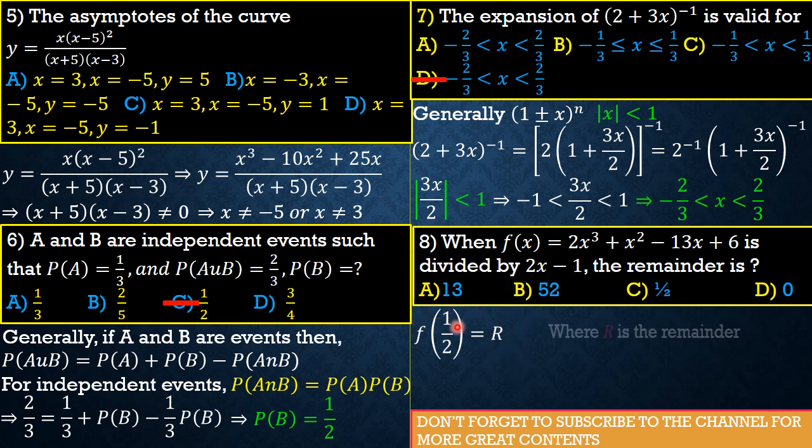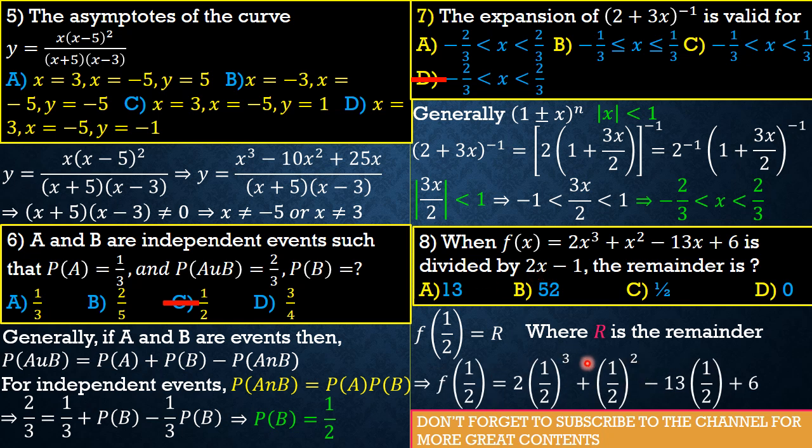R. Where is our R, guys? It is the remainder. Great. So guys, it therefore means that our f(1/2) now simply becomes, we are going to put everywhere we see x be 1/2, we are going to have 2 into (1/2) cubed plus (1/2) squared minus 13 into 1/2 plus 6. Guys, if you simplify that correctly, we are going to have our answer to be 0. Great. It becomes 0. So we can conclude that 2x minus 1 is a factor of this polynomial, right? Great. So guys, the right option here is going to be option D. Great. All right. So guys, let's go to the next slide and look at question 9 and question 10. Let's go, guys.